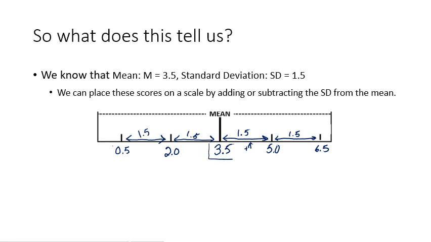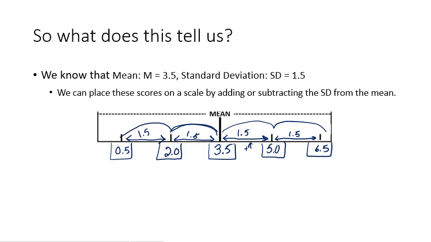A score of 3.5 is right at the mean. A score of 5.0 is 1 standard deviation above the mean. A score of 6.5 is 2 standard deviations above the mean, 1, 2. A score of 2.0 is 1 standard deviation below the mean, and a score of 0.5 is 2 standard deviations below the mean. So we know something.